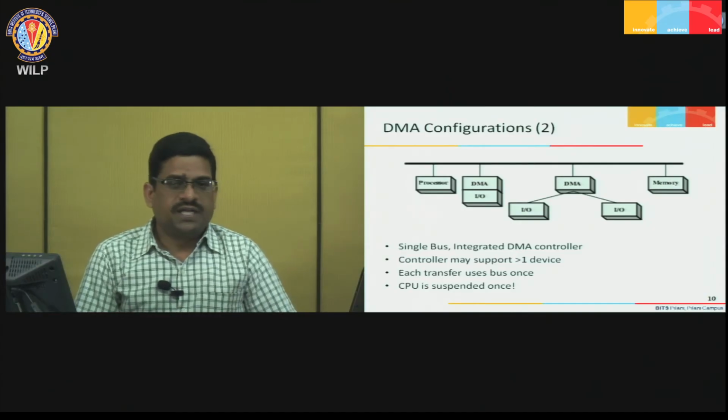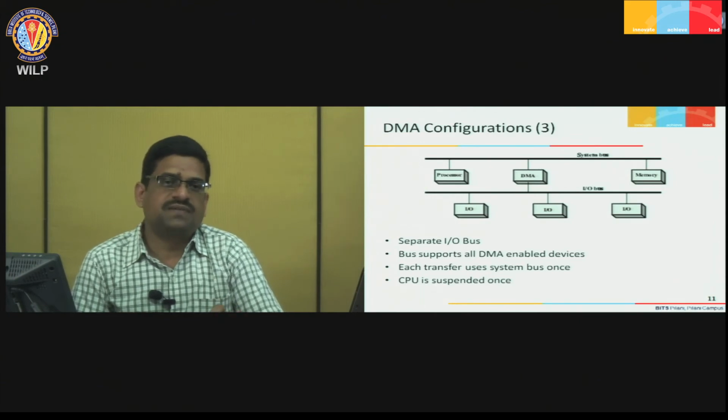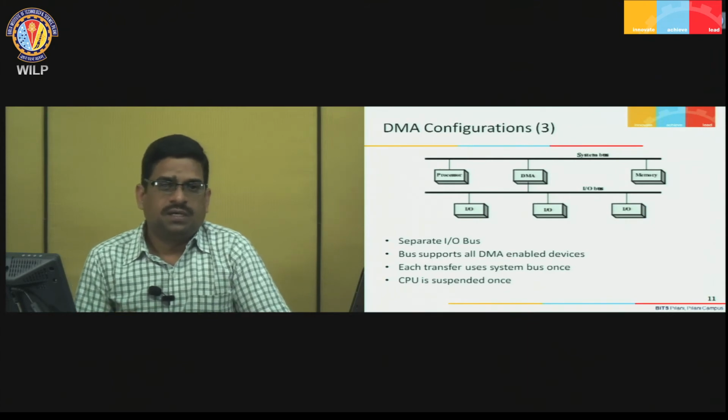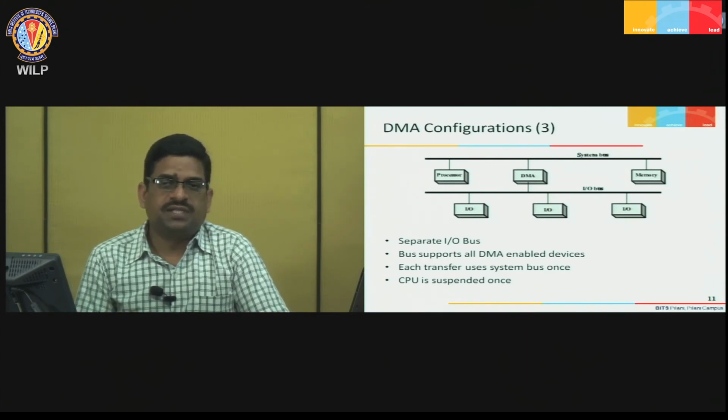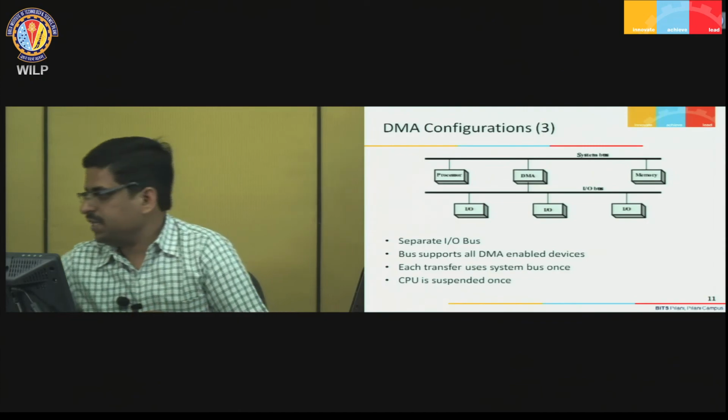Now the third configuration is where we have two separate buses: one is a system bus and one is a separate IO bus. Multiple buses architecture, we know that. Here again the DMA is detached from the IO devices, not integrated with them, but still the bus requirement for any DMA transfer is only once. So the CPU will be suspended only once. Here you can see how it is happening.